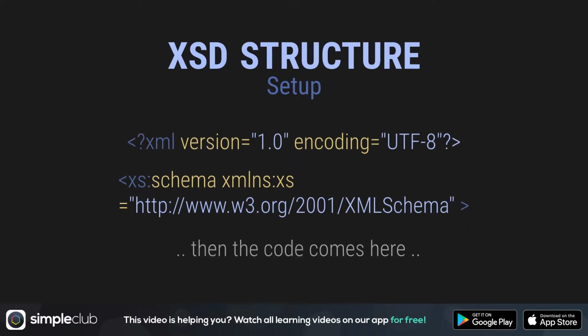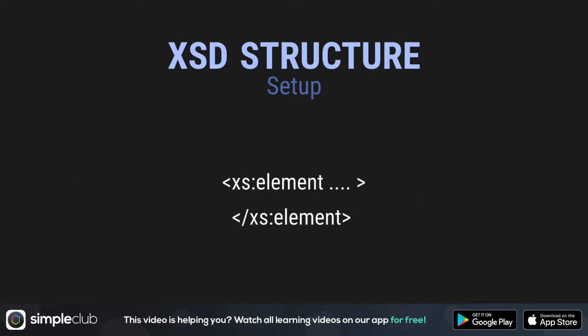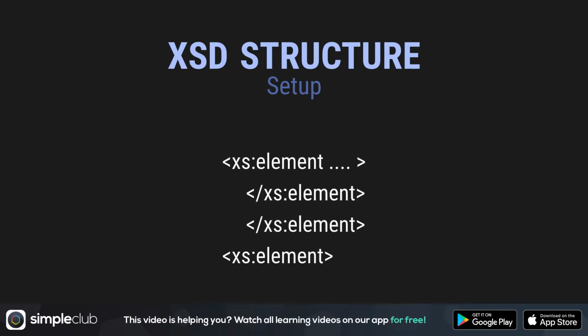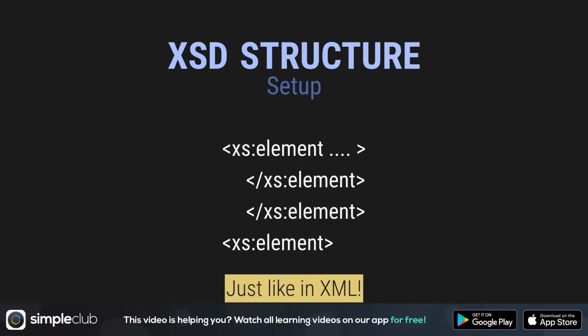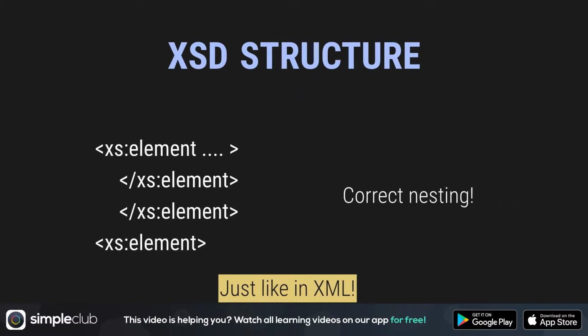The XS after the colon tells us that we need to write XS in front of any elements that we use for the XSD. It's also important to remember that every tag we open up in XSD after we put our definition in has to be closed again. So, just like in XML. You also need to be sure that all the elements are nested correctly. Okay, now, moving right along.